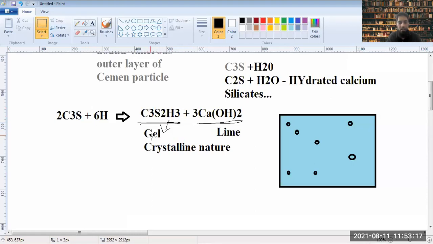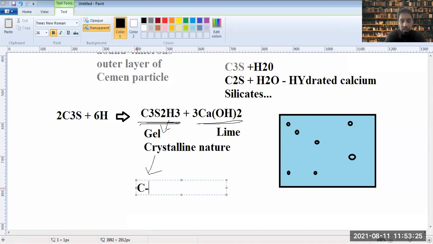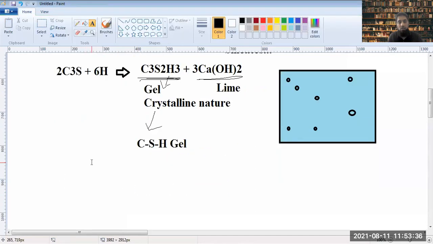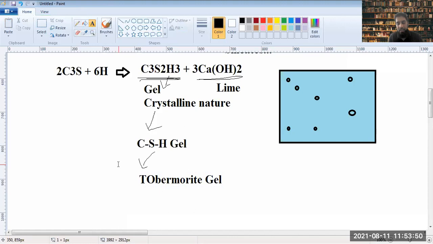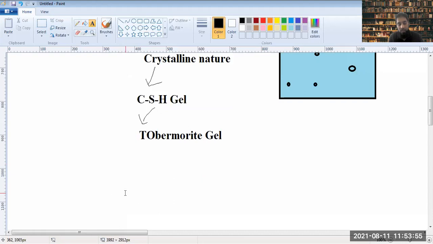So this is the calcium silicate hydrate. Now, this is also known as CSH gel. C is calcium, S is silica, and then it's hydrated H. So it's also known as CSH gel. It's also known as tobermorite gel. Another name for it is tobermorite. Now this gel is crystalline, but it appears amorphous.